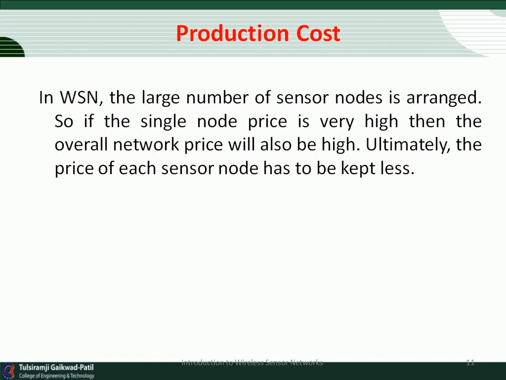So next is the production cost. As we know, a large number of nodes are deployed in the sensor network. So if the cost of a single node is very high, then we can assume the overall cost of the network will also be very high. Eventually, the cost of every sensor node has to be kept low. So the cost of each sensor node in the network is a challenging issue.